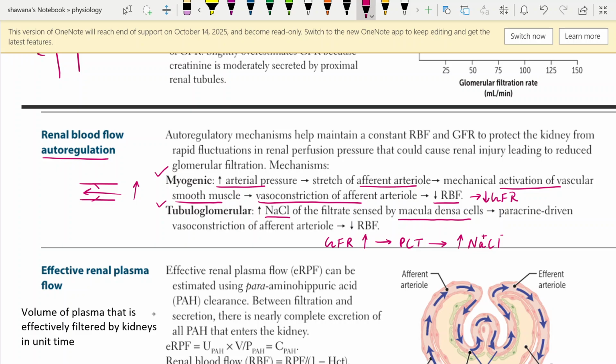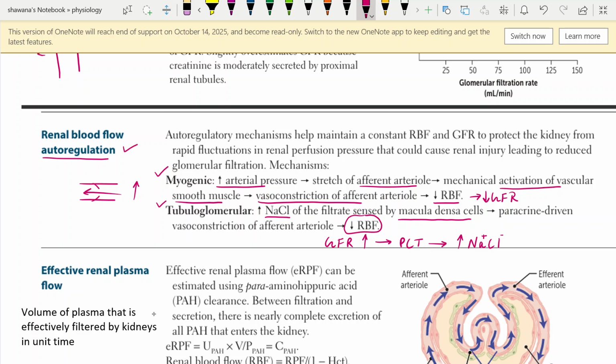So they will cause paracrine driven vasoconstriction. They will also cause the vasoconstriction of the afferent arteriole. In turn, it will cause low renal blood flow, and that's exactly what we need. In case of hypertension, there was a large amount of blood flowing towards the kidney, and now we have vasoconstricted the afferent arteriole, so there will be low renal blood flow and so low GFR. That's exactly what we need, and that is the autoregulatory mechanism.